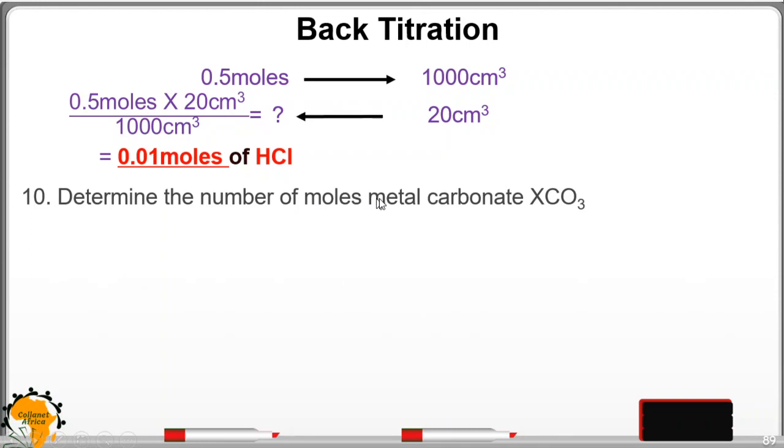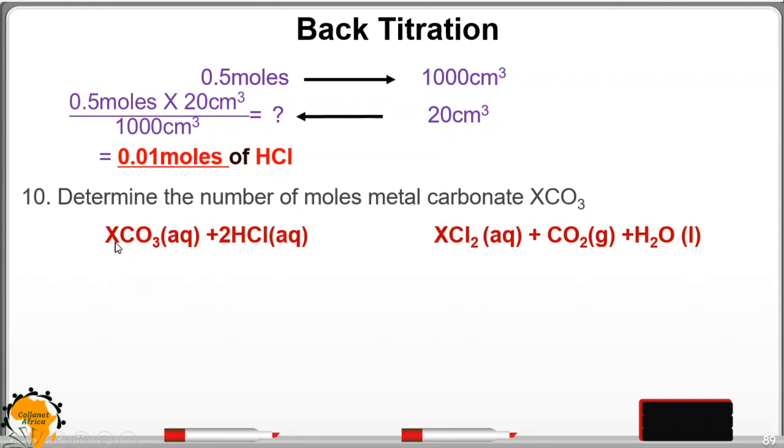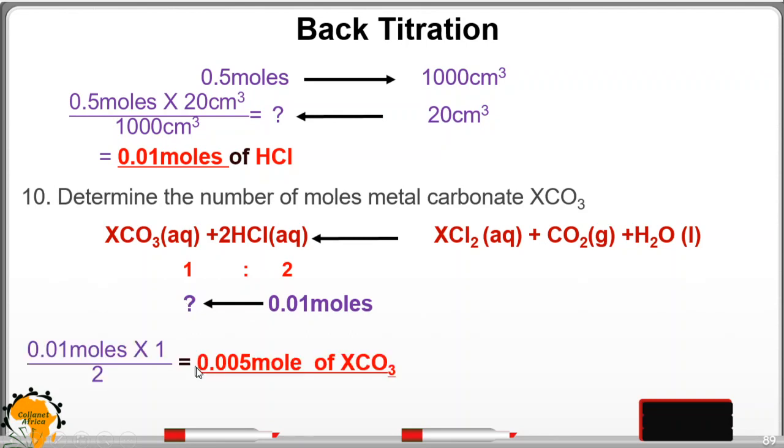Determine the number of moles of metal carbonate. The reaction ratio was 1:2, and these are the number of moles of HCl. So you place them here, and to get the number of moles of X carbonate, you cross multiply to get 0.005 moles of X carbonate.